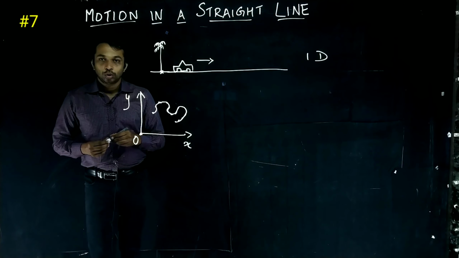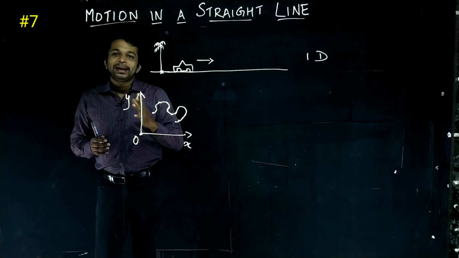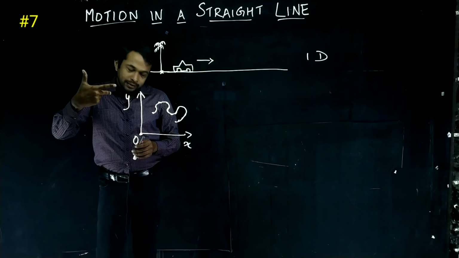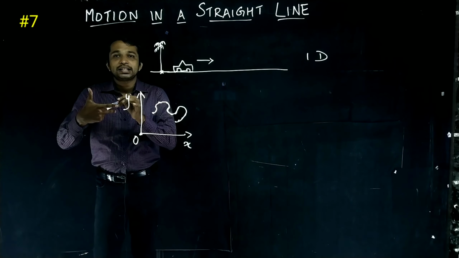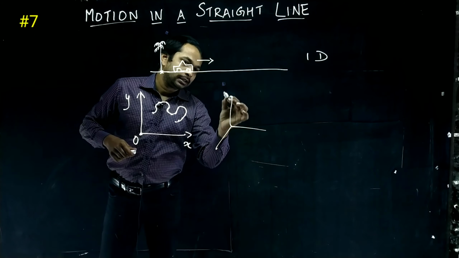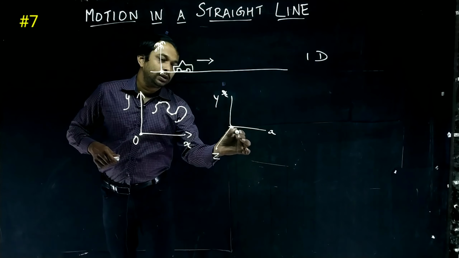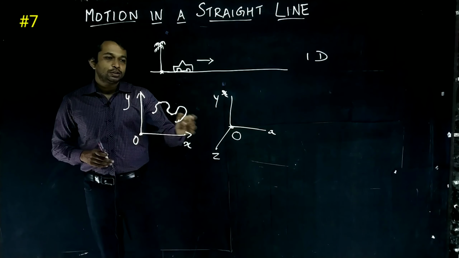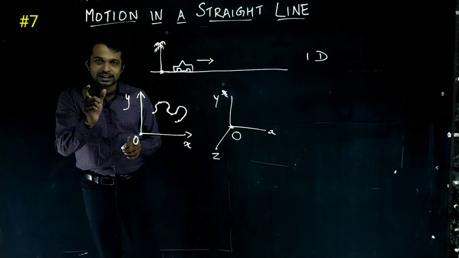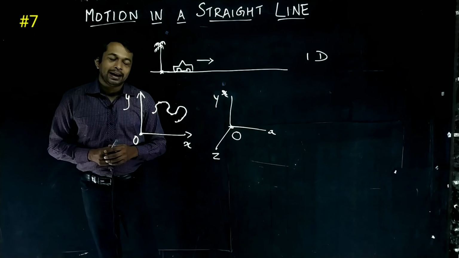Now when it comes to 3D, where you have an insect flying inside your room, you have to take all three axes, right? So here the intersection of all three x, y and z axes will be the origin, and here also the position of that insect is changing with respect to time and with respect to this reference point.